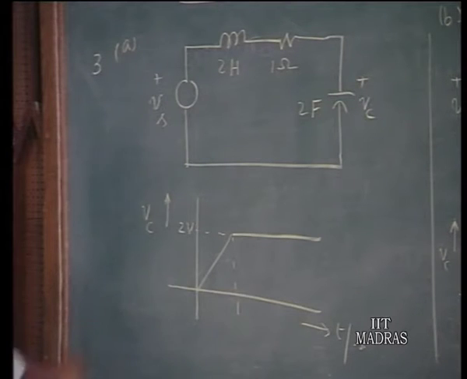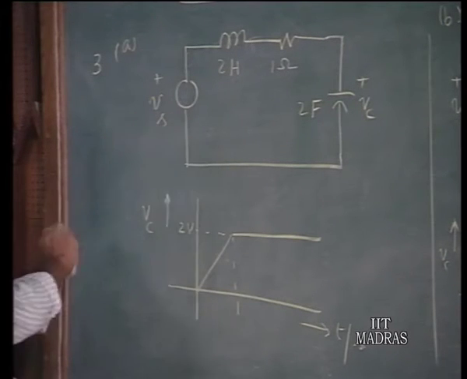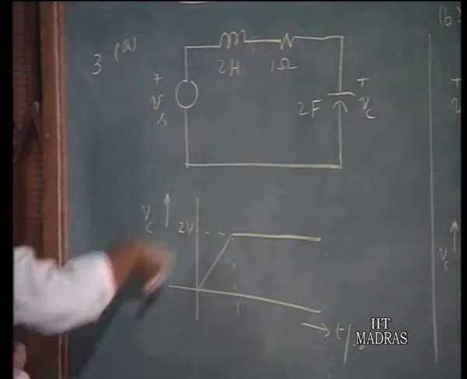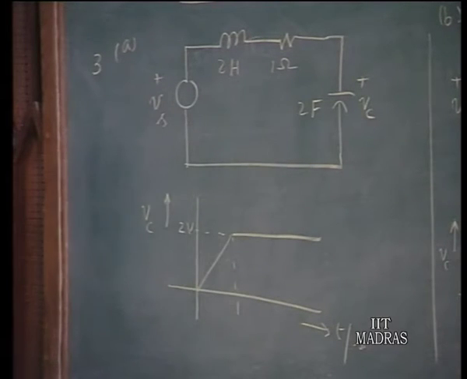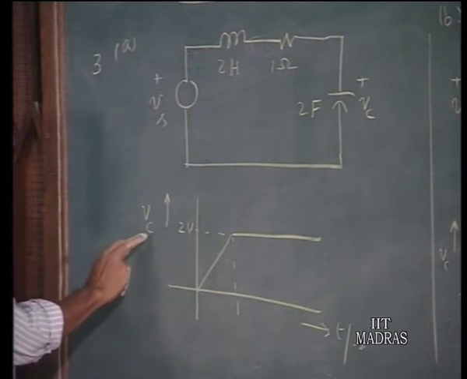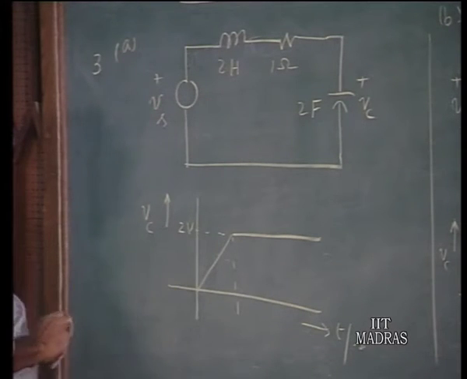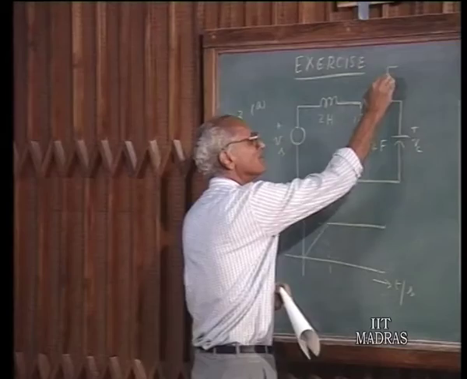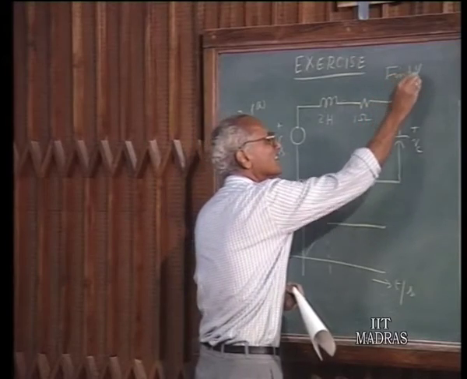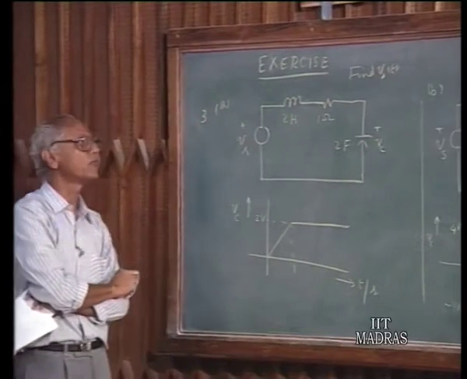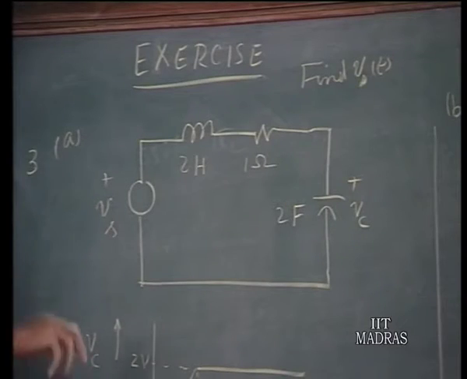As a third example, let us take this circuit where a source Vs of unknown waveform is driving a circuit containing an inductor, a resistance and a capacitor, values are given. If Vc has this particular variation, the waveform of Vc is given, find Vs(t) and express this in terms of singularity functions and sketch its waveform Vs(t) in this given circuit and this waveform of Vc(t).